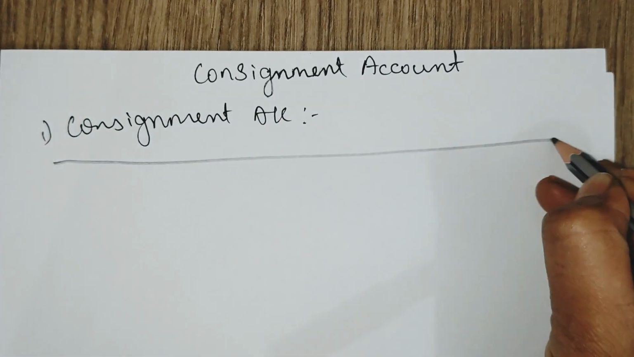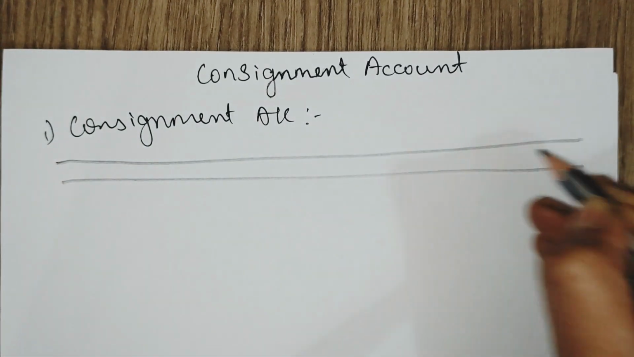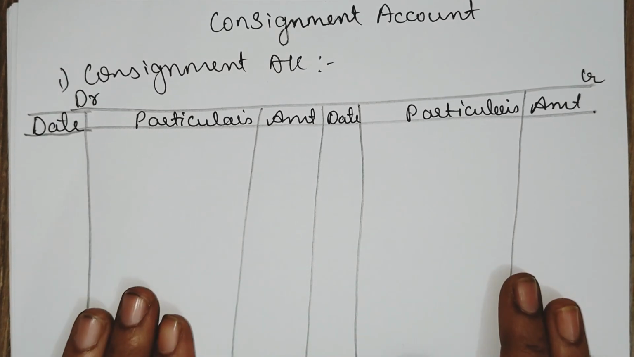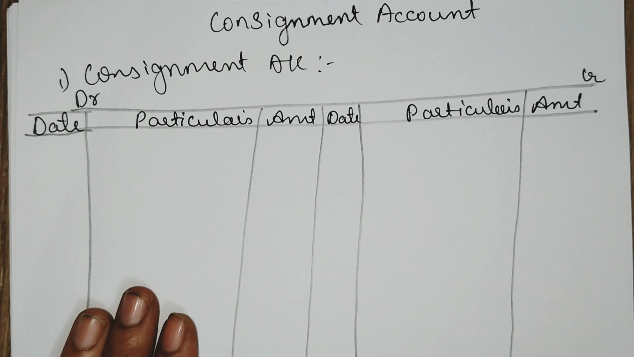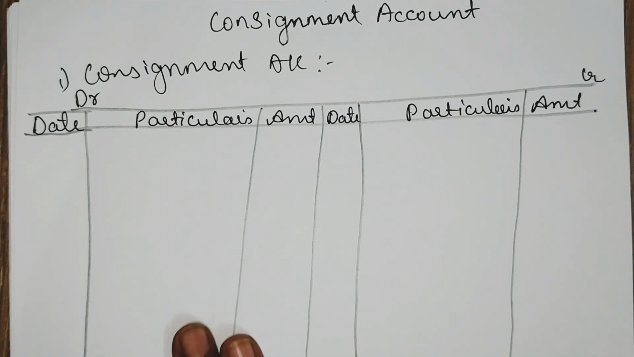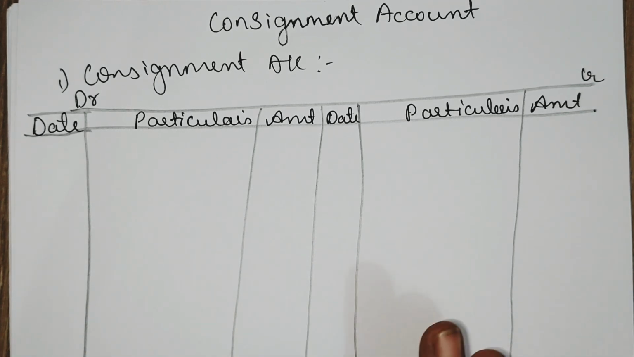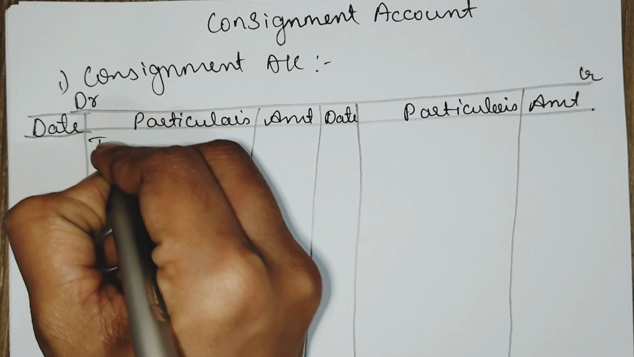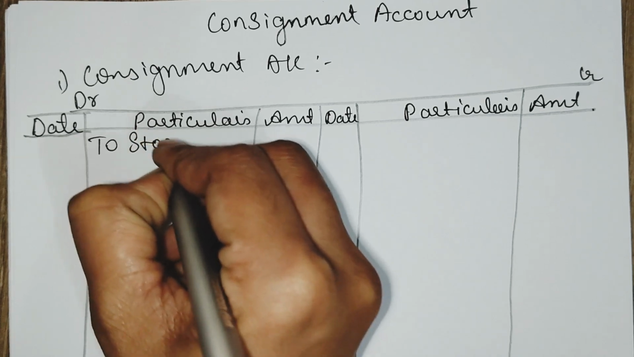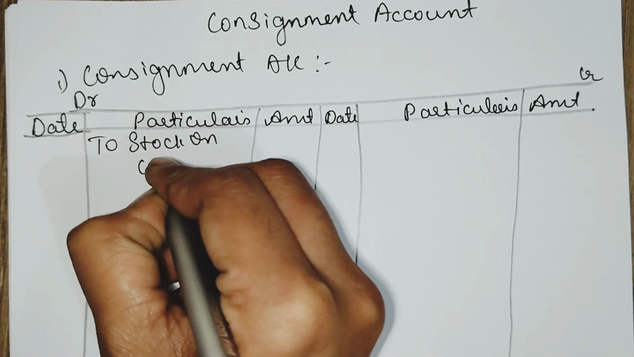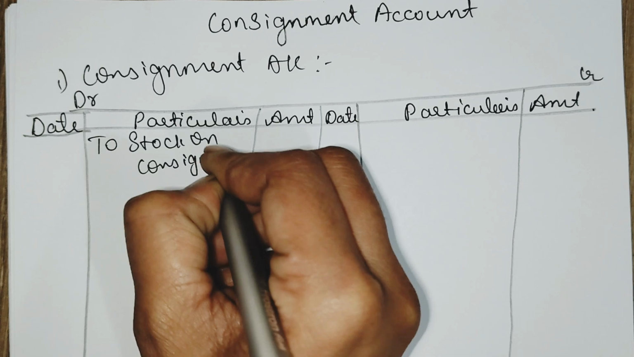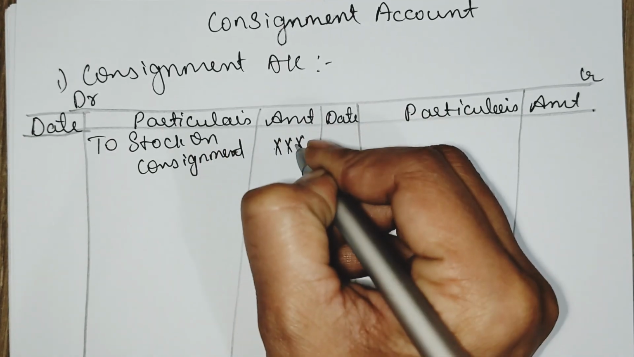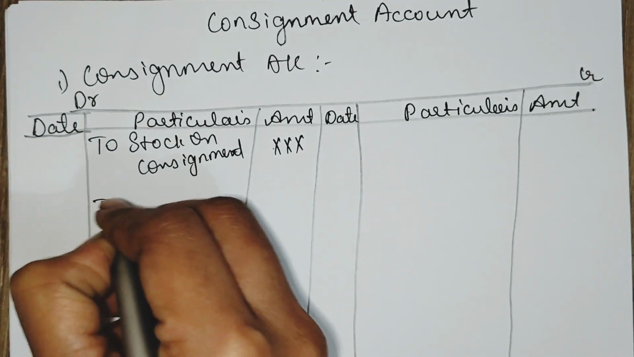Consignment account. Here, debit side and credit side. Whatever expenses relate to the consignor will be recorded on the debit side and incomes will be recorded on the credit side. Opening stock, that is stock on consignment with the consignee, will be recorded on the debit side. Then next, goods sent on consignment.